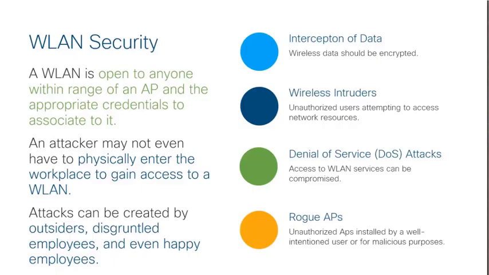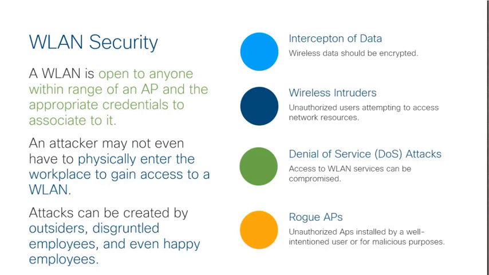As we dive into wireless local area networks, we need to describe the threats to our wireless LANs. To get started, a wireless LAN is pretty much open to anyone within range of an access point. And if they have the appropriate credentials to associate with that access point, they are on the network. Now, these attacks can be generated by outsiders, disgruntled employees, even unintentionally by employees inside of your company. And they don't even have to physically enter the workplace to gain access to the wireless local area network.